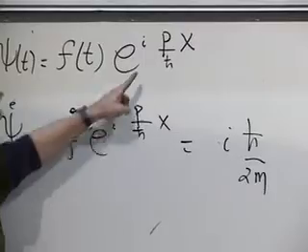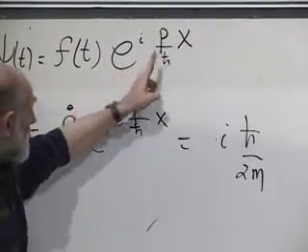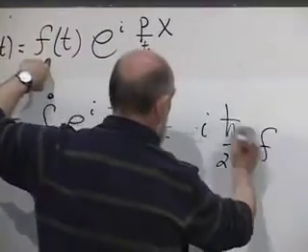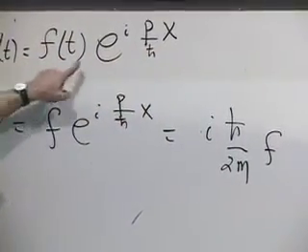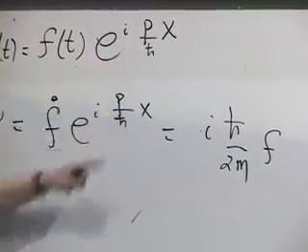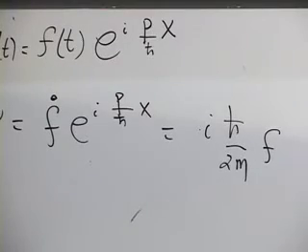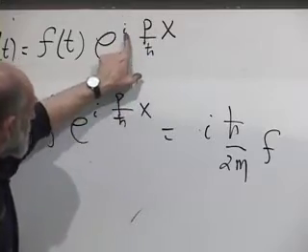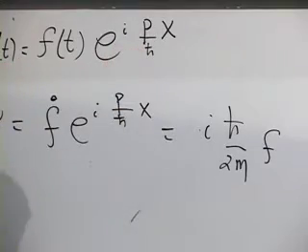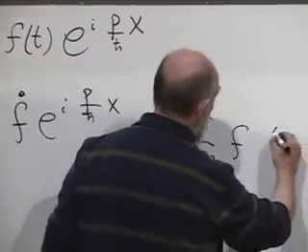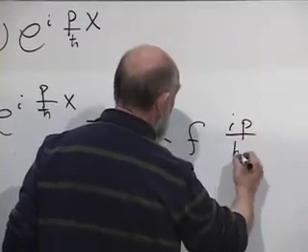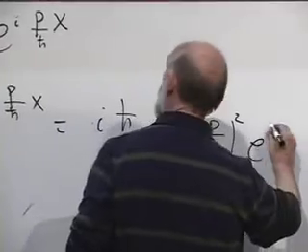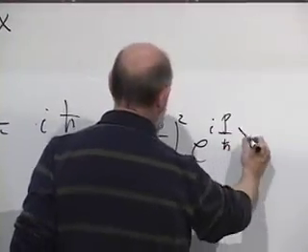Each time I differentiate with respect to x, the f, of course, is just a spectator. Nothing happens to it. Just stays there. Now we have to differentiate the e to the I p x over h bar twice with respect to x. Each time you differentiate, it pulls down an I p over h bar. So that gives us an I p over h bar squared times e to the I p over h bar x.